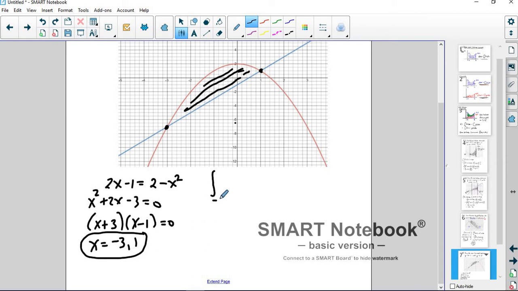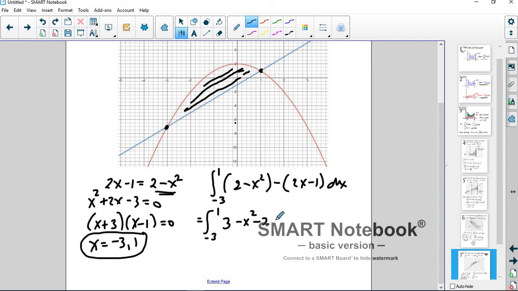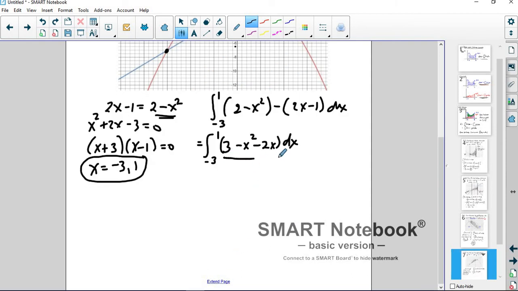And so we're going to set this up. Smallest to biggest always, left to right always. And our top graph this time is what? Our top graph is the upside down parabola, that's the 2 minus x squared one, excuse me. And 2x minus 1 is the straight line, which is on the bottom this time. Simplify it, and you'll get the integral from -3 to 1 of 2 minus -1, which is a total of 3, minus x squared, and minus 2x. So this is the integral we're going to find.